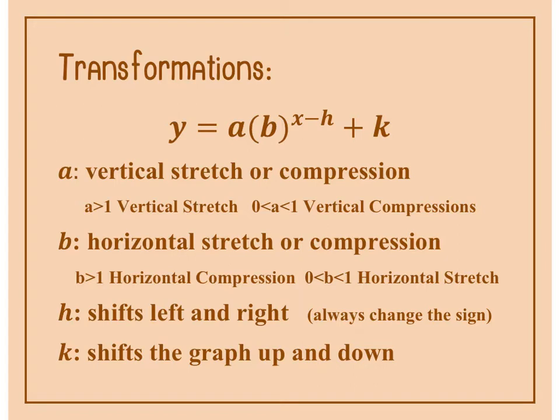h is going to be in the exponent with the x, but because the equation has a negative h, it's always the opposite of what you see. So we're always going to change the sign when we find our h and describe the direction it goes. k is going to shift your graph up and down. If it's positive, it goes up. If it's negative, it goes down. Okay.